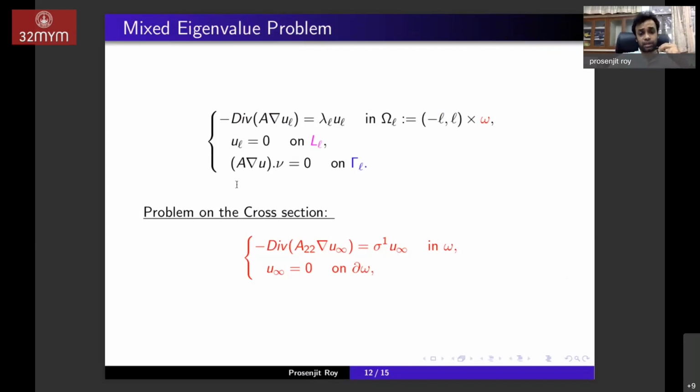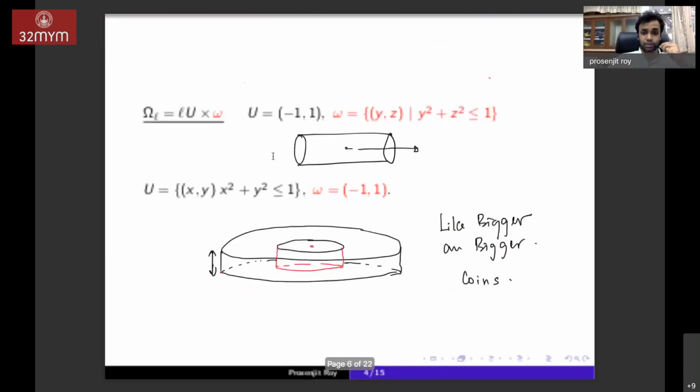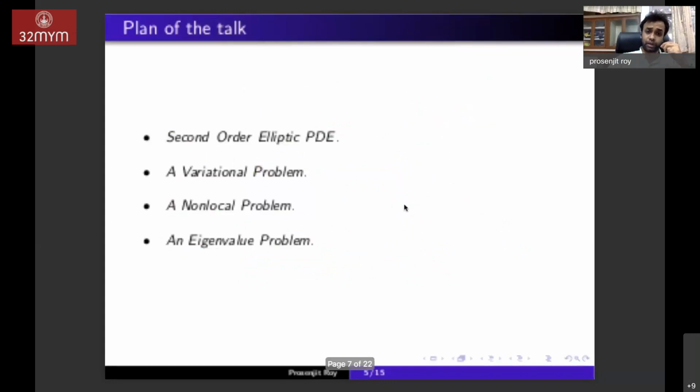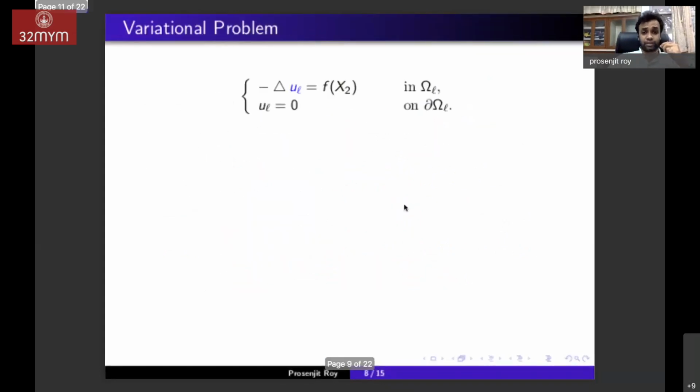So the problem is an eigenvalue problem. If you put A equal to identity here, you get back the Laplacian. So it's an elliptic positive definite operator matrix, but the trick is the boundary condition. One puts a zero boundary condition on the lateral boundary on this part, and on this boundary one puts a Neumann boundary condition, so a condition on the derivative of the function.